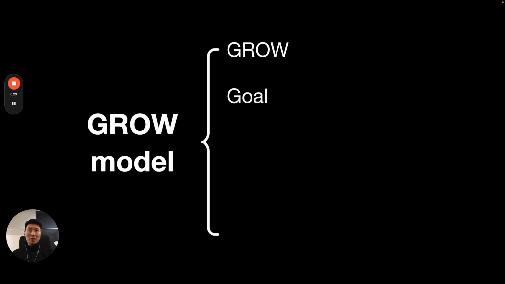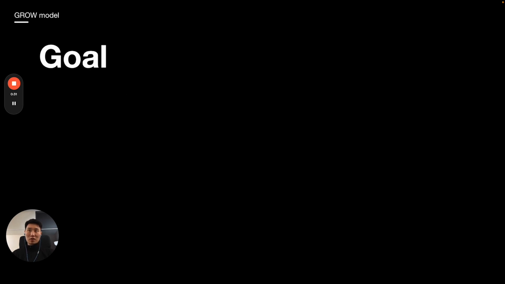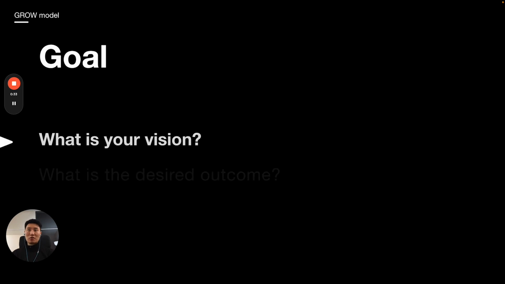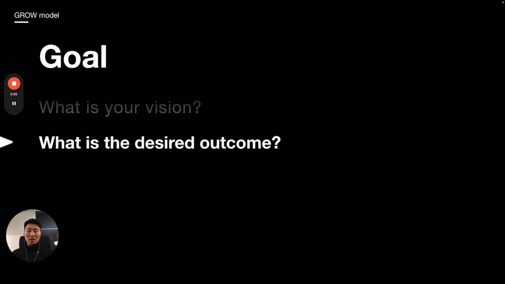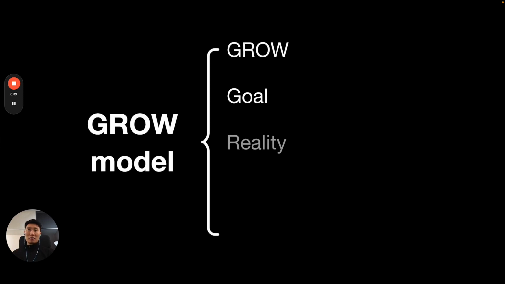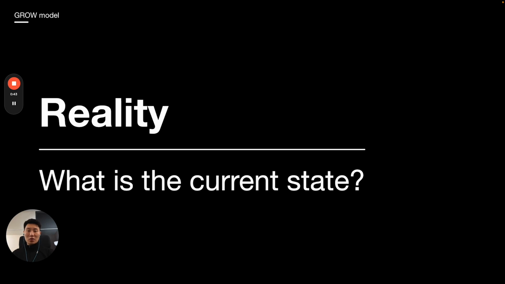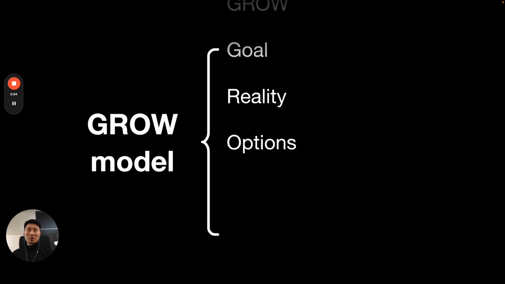What does that mean? So first one, goal, right? Setting up your goals. What is your vision? What is the desired outcome? That's the first thing we're going to establish. Next one is reality. So as I said, current state. We're going to start with this. I'm going to walk you through all the different exercises on how to gain absolute clarity on where you are right now.